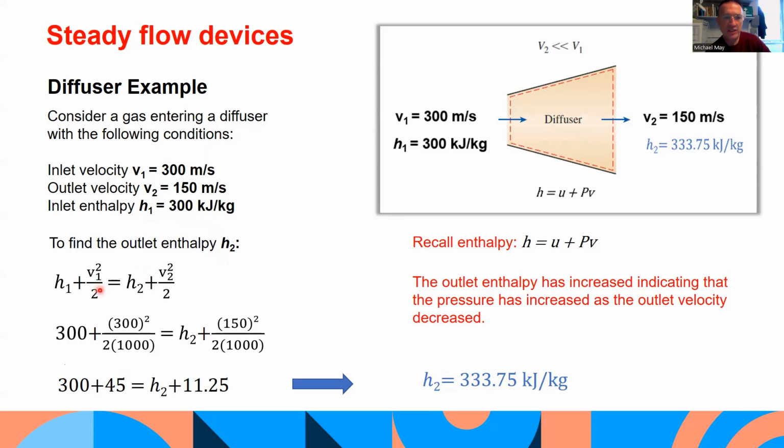So this is our equation here. We've just rearranged it. And to get H2, it ultimately equals 333.75. So our enthalpy is increased. And remember, pressure is a component of enthalpy. So the pressure is increased and the velocity is decreased, which we would expect.